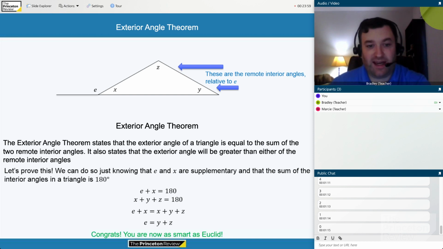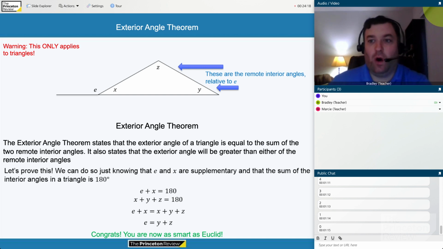So congratulations, guys. You are now as smart as Euclid, who came up with this theorem a couple thousand years ago. But be warned, this particular theorem only applies in triangles. The sum of the exterior angles being 360 applies to all polygons, not just triangles. So this is a triangle-only theorem.